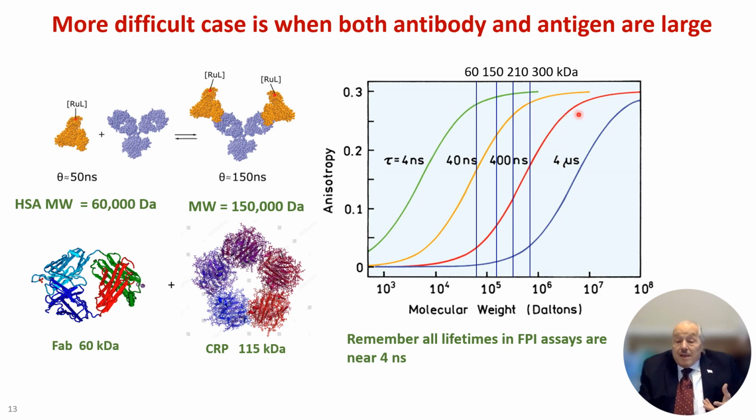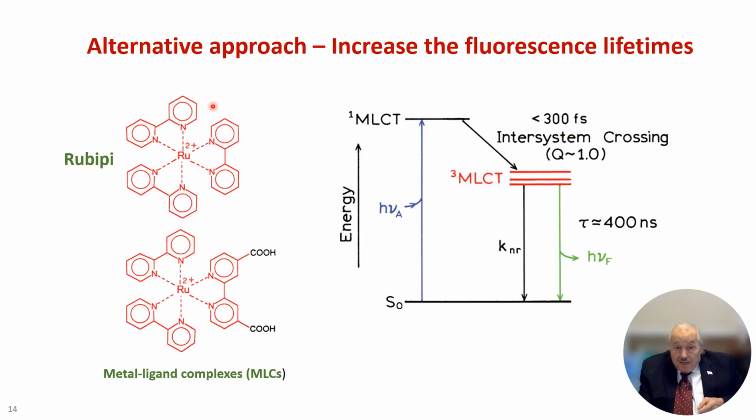How can we get away from this limitation? And this is the other new thing I was going to tell you, an alternative approach. Instead of trying to change the molecular weight of the antibody, let's increase the fluorescence lifetimes. And this is another way you can examine larger antigen-antibody interactions. And these are all called metal ligand complexes.